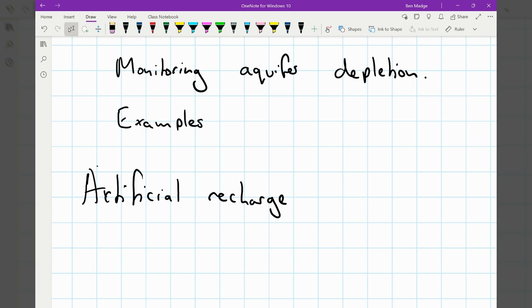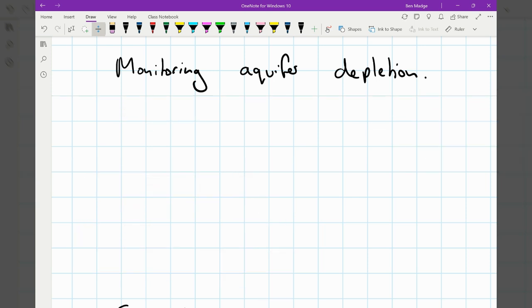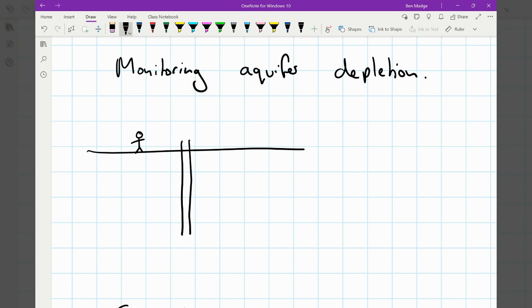Okay, so for the next part, we're going to look at monitoring aquifer depletion. There's two ways that we can do this. The first is we can go along to our boreholes and we can measure the water level that we find within it. And the water level within the borehole will reflect the height of the water table. So it will be that high in this case.